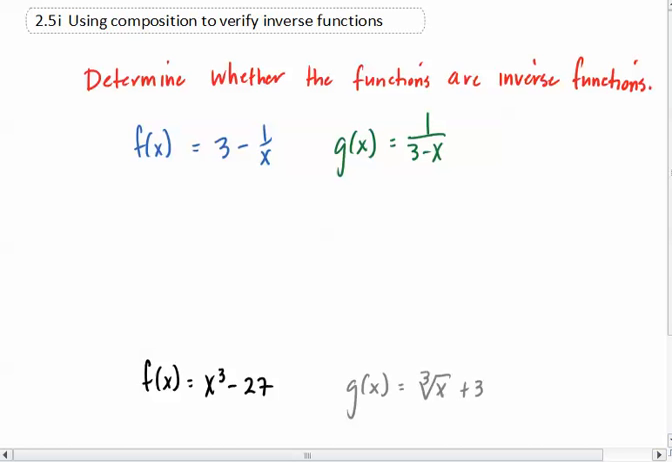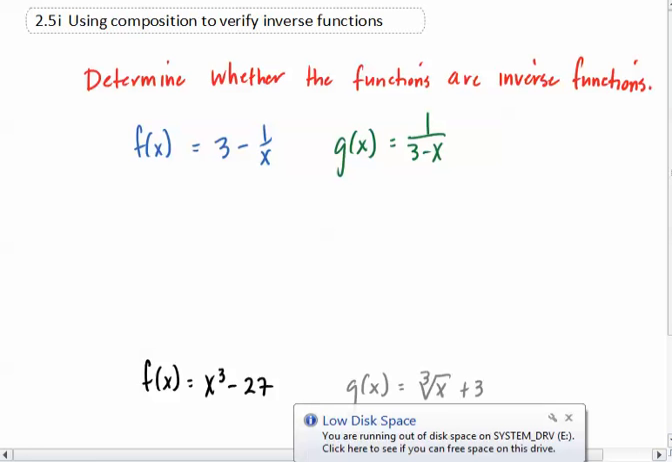So we're going to determine whether functions are inverse functions, and it's actually very simple if our functions are listed as ordered pairs. All we have to do is look at the two functions and see if the ordered pairs are reversed, and the x and the y are reversed. But if they're actual equations, then it might not be too obvious whether they are inverses of each other.